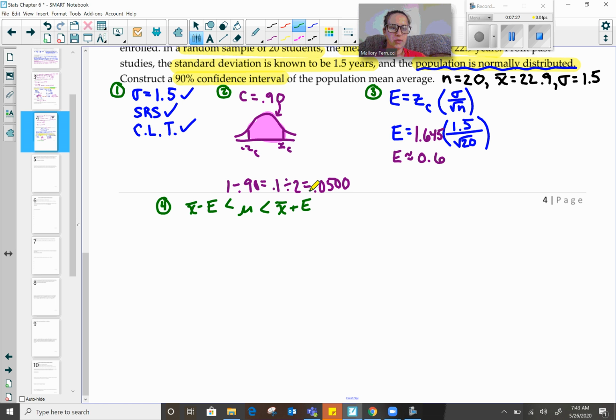Okay, so x bar we have as 22.9 minus 0.6, which is less than mu, which is less than 22.9 plus 0.6. Okay, and I get 22.3 less than mu, which is less than 23.5.